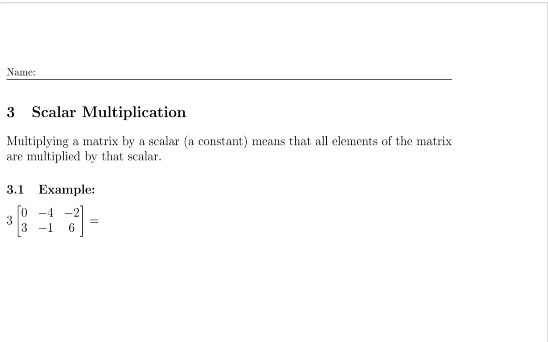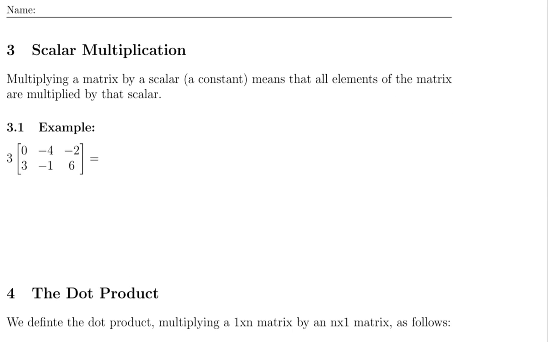Alright, now the next operation that we want to be working towards is matrix multiplication. But before we get into multiplying two matrices together, let's consider multiplying a matrix by a scalar, so a constant. So if I would like to multiply a matrix by 3, as I have in this example, then we do that simply by multiplying each entry in the matrix by 3.